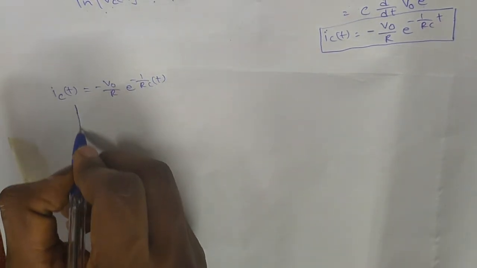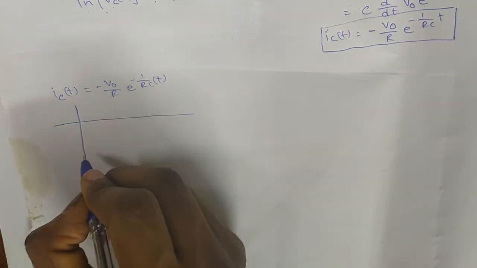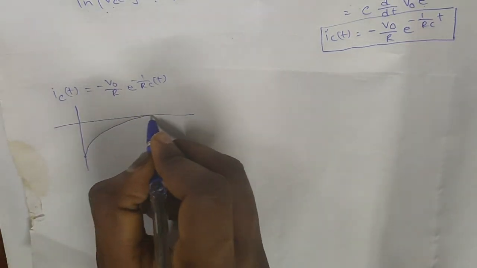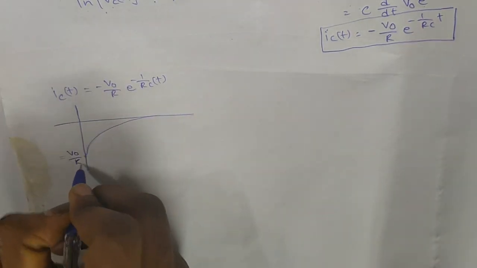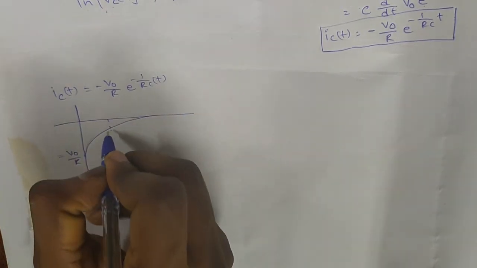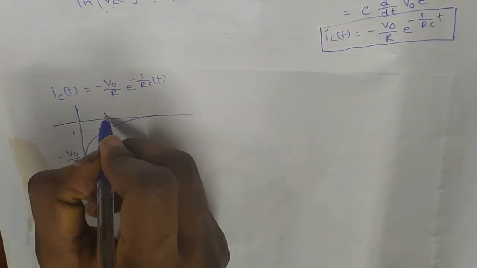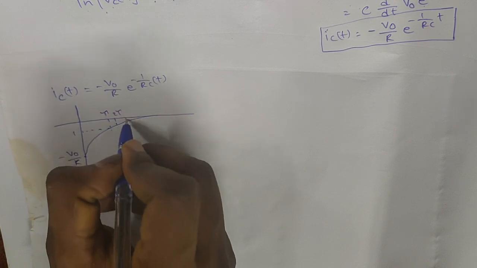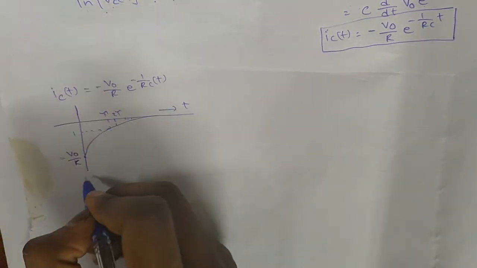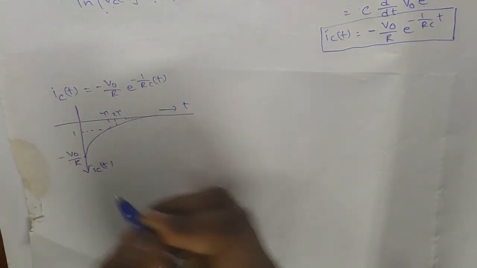From this equation, the waveform will look like this: starting at minus V naught by R. This is the first time constant. This is the second time constant, and so on. This is Ic of t.